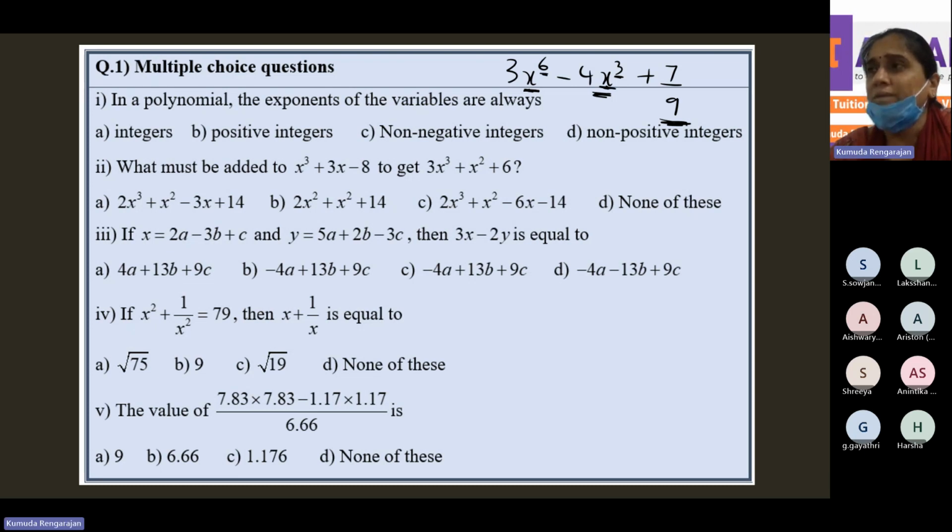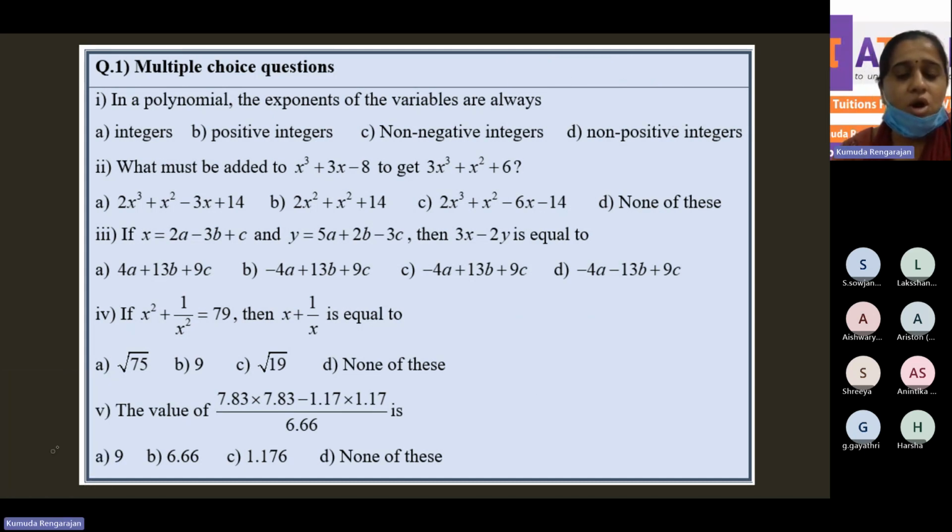Now, if the power is 1 by 2, is 1 by 2 a whole number? No. 1 by 2 is not a whole number. Then it's not a polynomial. Supposing we have 3x to the power 2 by 7 minus whatever. So the variable is x. Its power is 2 by 7. 2 by 7 is not a whole number, and hence this one is an algebraic expression, but not a polynomial.